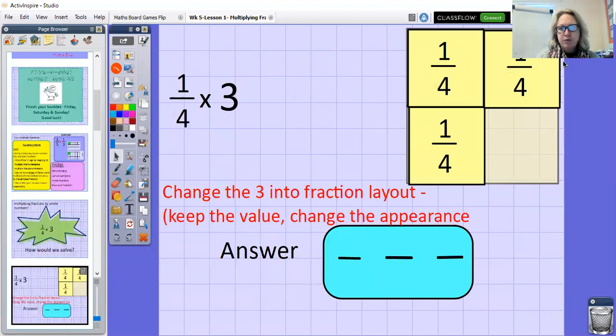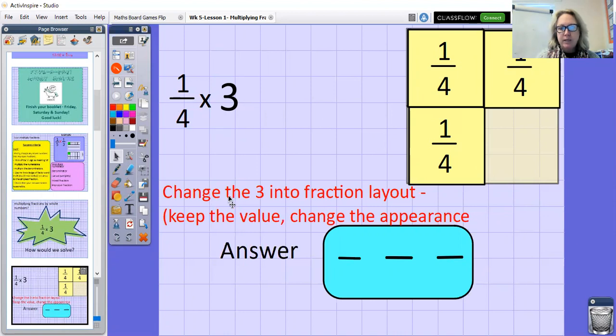So if I move myself out the way a little bit, it could be 3 lots of 1/4, couldn't it? It can also be a quarter of 3. So if it was a third of 3, it would be 1. So we would divide that by 3. But actually, at the moment, the easiest way for us to think about this is 1/4 times 3.